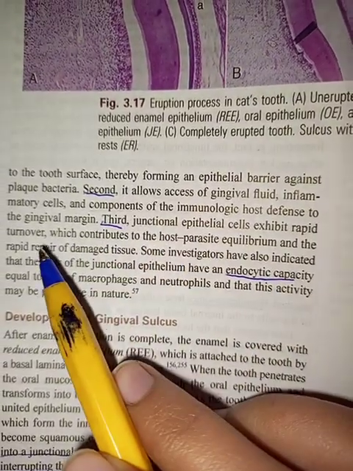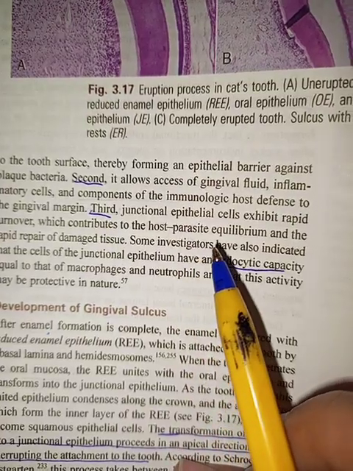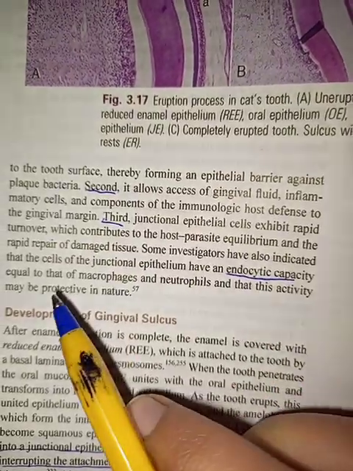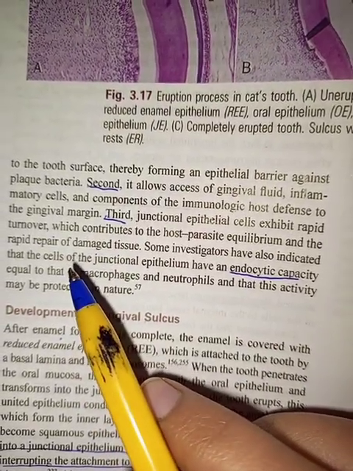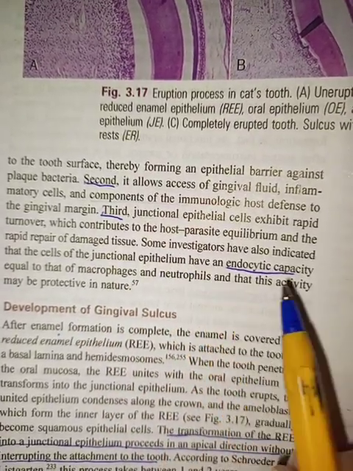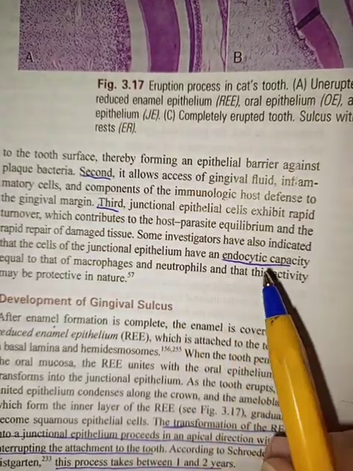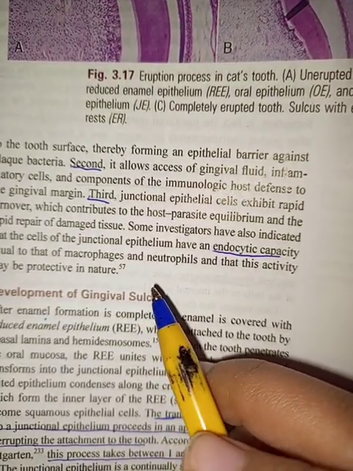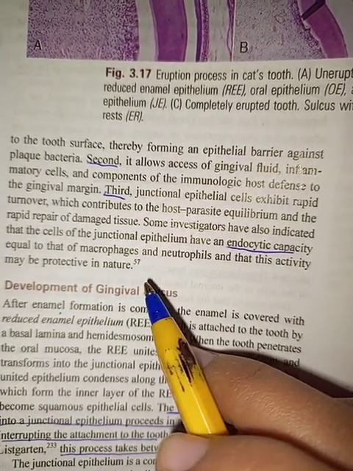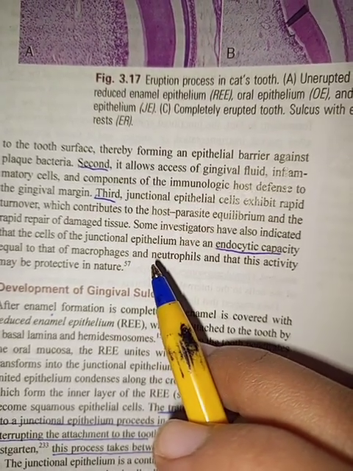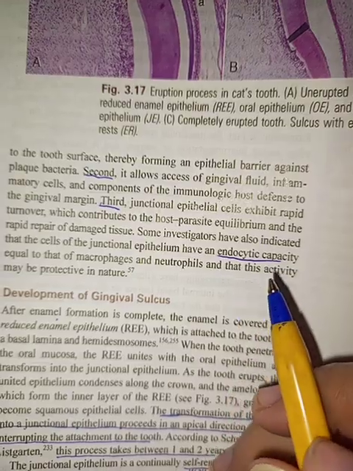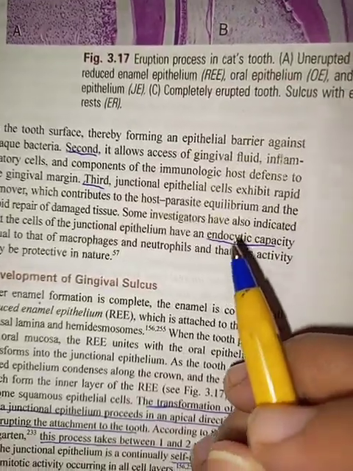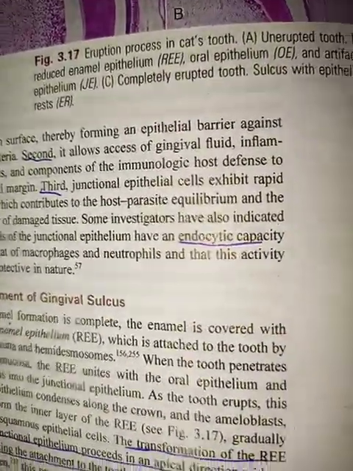Third, it shows a rapid turnover, which contributes to the host-parasite equilibrium and the rapid repair of damaged tissues. Some investigators have also indicated that the cells of the junctional epithelium have endocytic capacity equal to that of macrophages and neutrophils, and this activity may be protective in nature. So it has a lot of functions: it is a barrier, it has endocytic capacity, and it has a rapid turnover rate. It prevents the entry of pathogenic bacteria. Thank you.